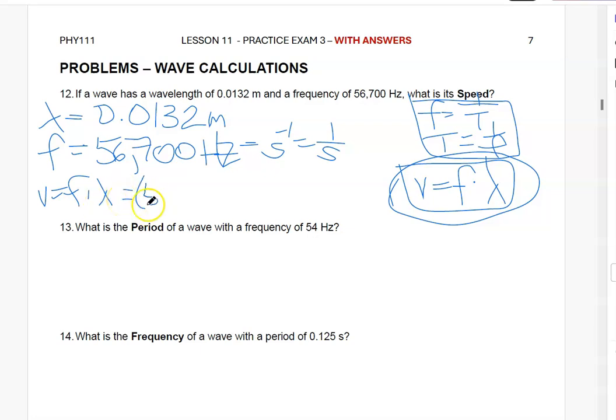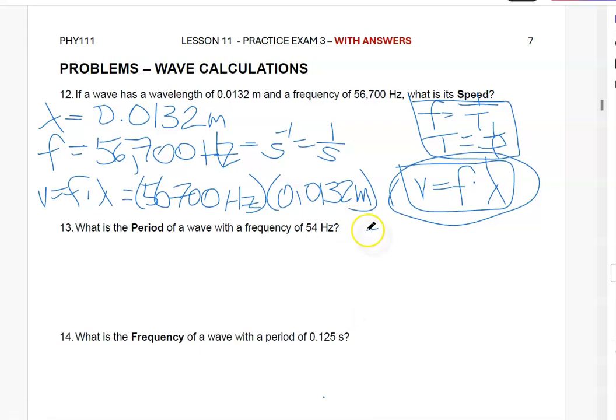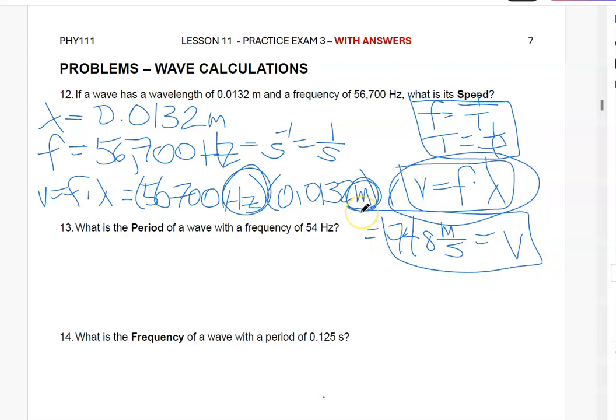If we use the second formula, the speed is just equal to the frequency times the wavelength. Well, that's 56,700 hertz, or per second, or 1 over seconds, or seconds to the minus 1, times 0.0132 meters. When we multiply these out, we get a numerical answer of 748. Well, what are the units? It's meters per second. Remember, the hertz is per second. So our final speed is 748 meters per second.